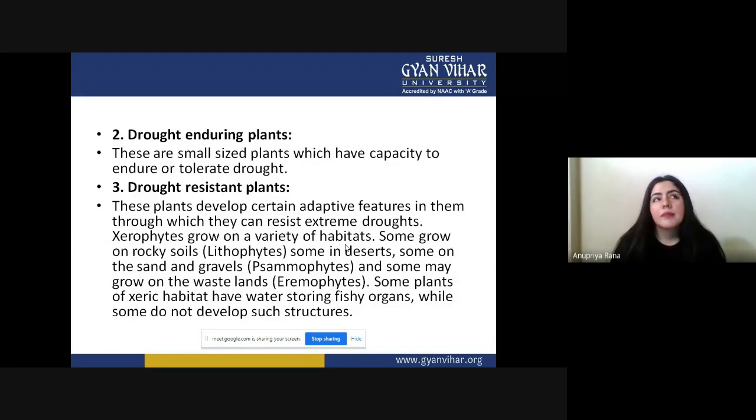Some plants also have this tendency to absorb water by making their organs fleshy. Fleshy organs, like the cactus or the aloe vera plant, have this fleshy appearance, so they can store water inside their body.